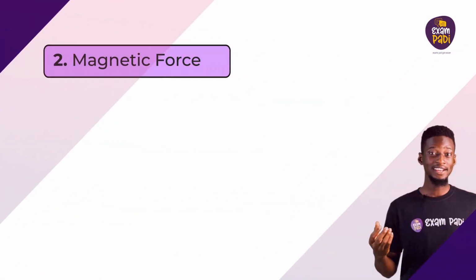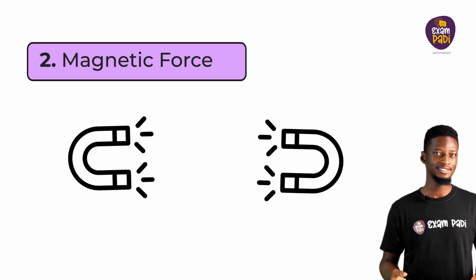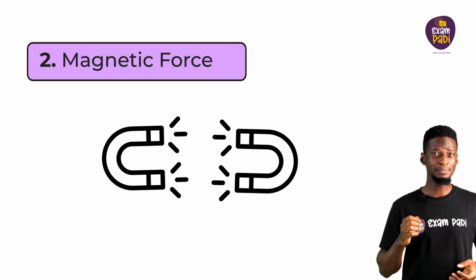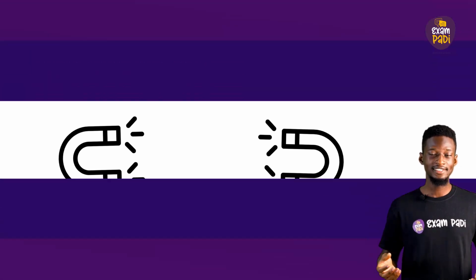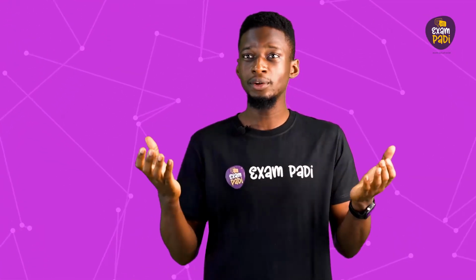Number 2. Magnetic force. It is a force that exists between two magnets caused by the interaction of their magnetic fields. This force causes the magnets to either attract or repel one another. And the next is frictional force. This is a force that opposes the motion of moving objects.